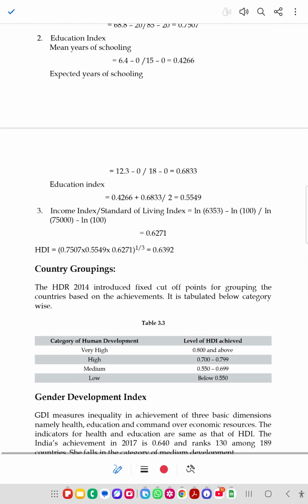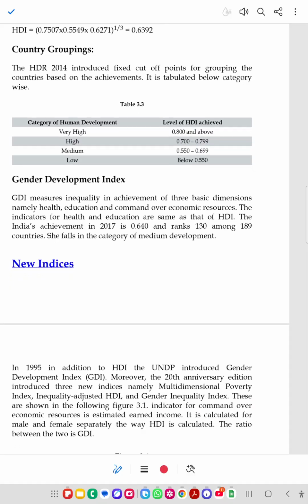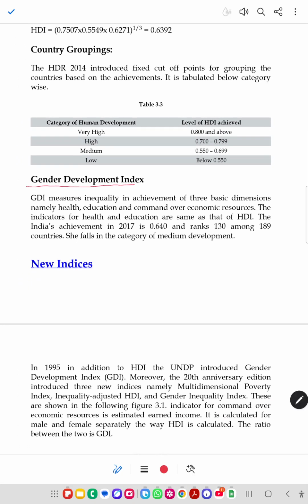Now let's move forward. GDI, or Gender Development Index. GDI measures inequality in achievement in three basic dimensions, namely health, education, and command over economic resources. The indicators for health and education are the same as those of HDI.